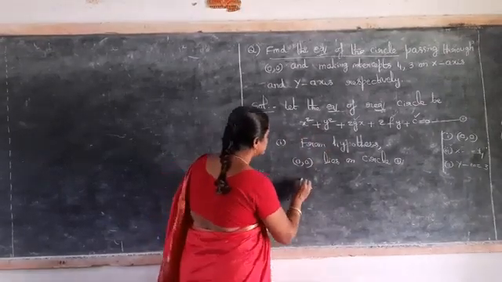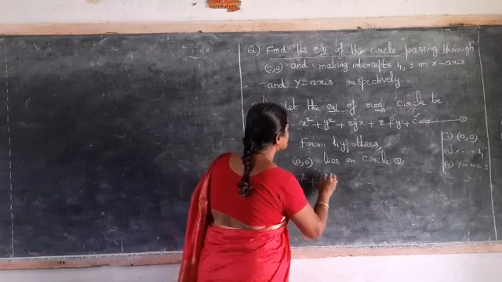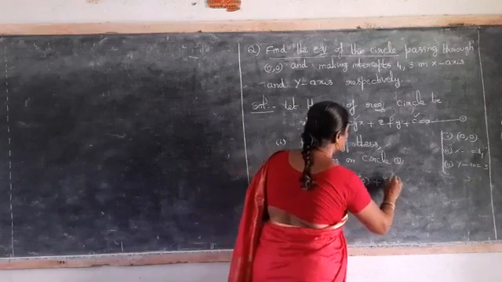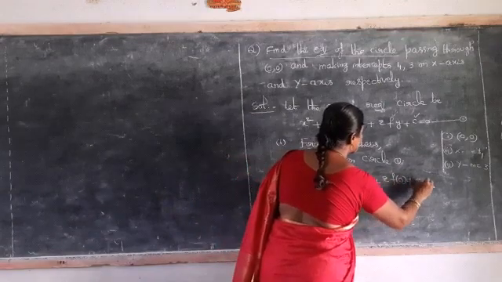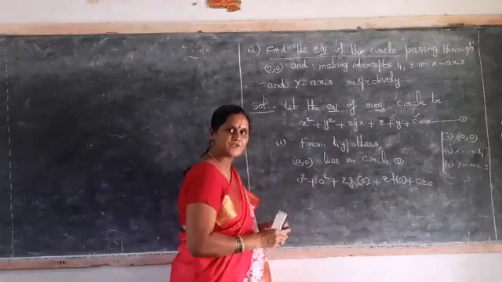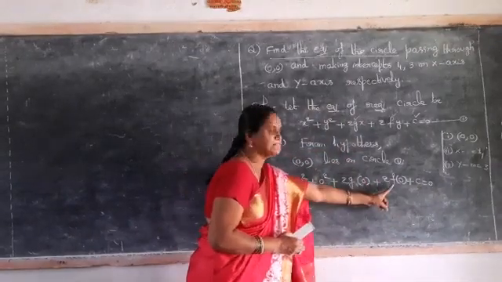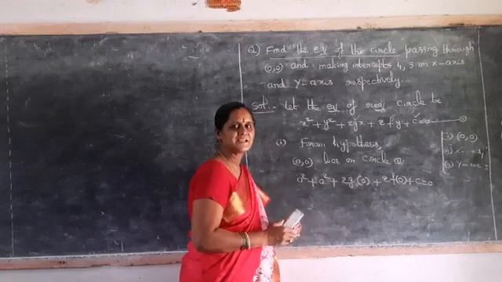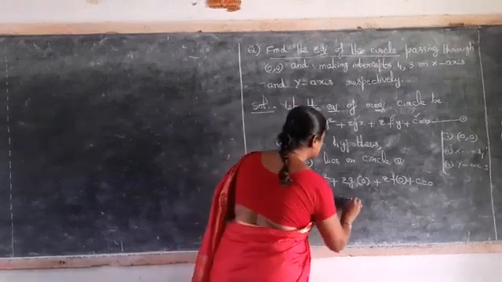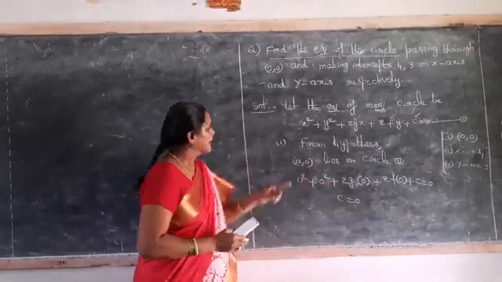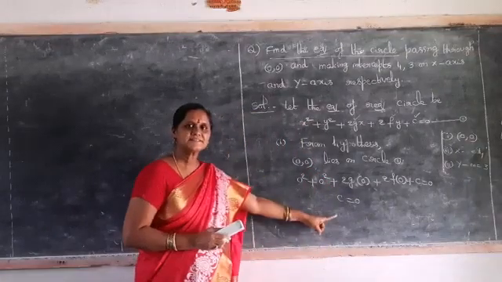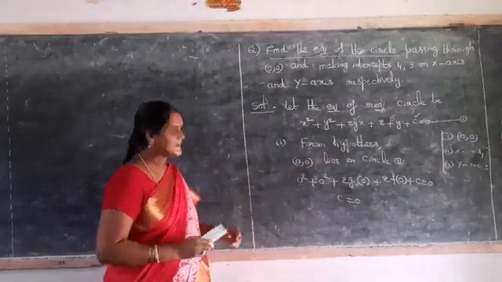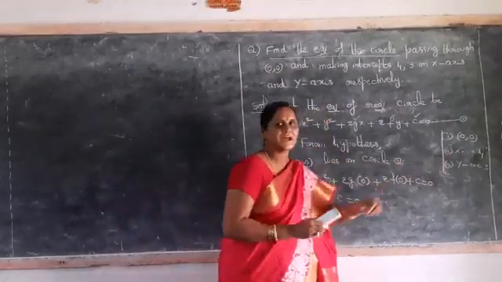So you get 0 square plus 0 square plus 2g into 0 plus 2f into 0 plus c is equal to 0. So here all the terms become 0 except c. So c is equal to 0. Okay, by applying first hypothesis I got the value of c. Okay, next I touch second hypothesis and third hypothesis.